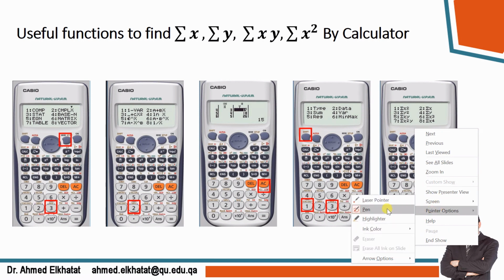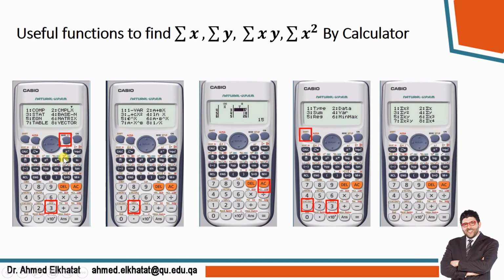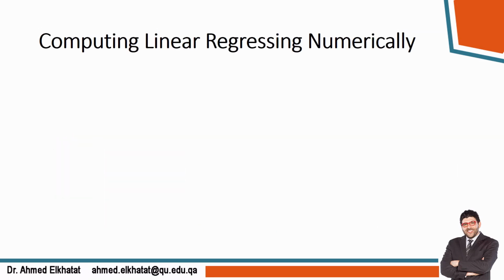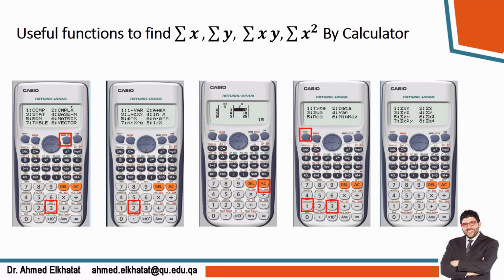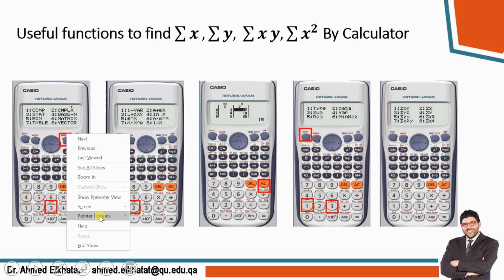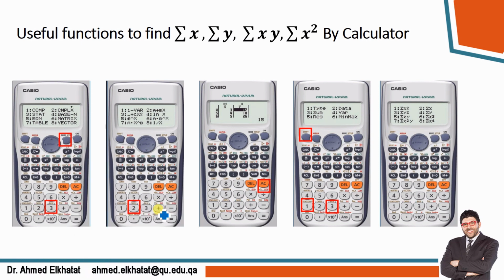Okay, now suppose that mode... sorry, I don't know what's the mistake here. Okay, pointer option pin. Now again we press mode and 3, so we can go for statistics.